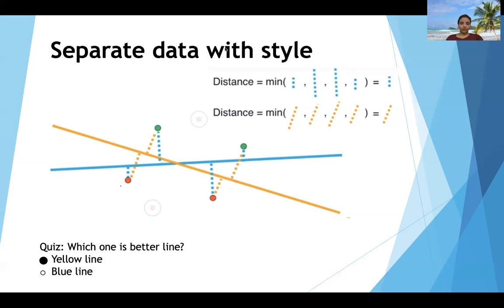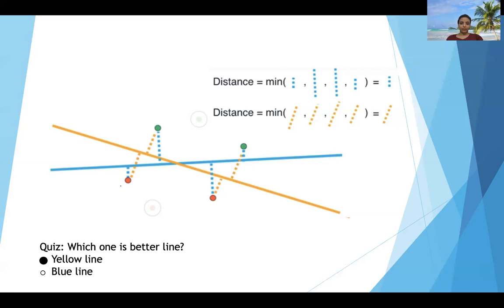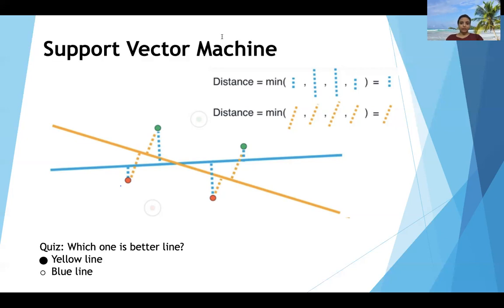This is the function we need to work with: the minimum of the 4 distances. And our goal is to make that minimum as large as possible. In other words, we need to maximize the distance. And this method is called a support vector machine. The word support comes from the fact that the points close to the boundary or line are called the support.